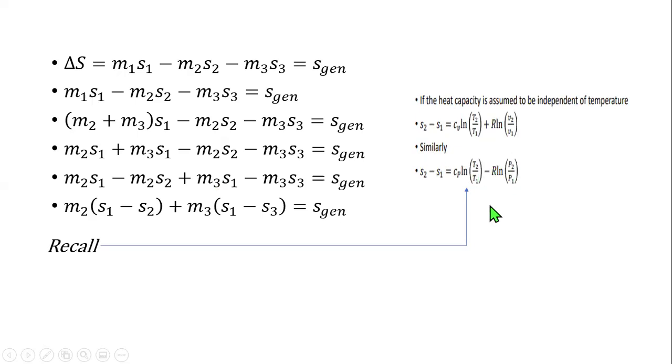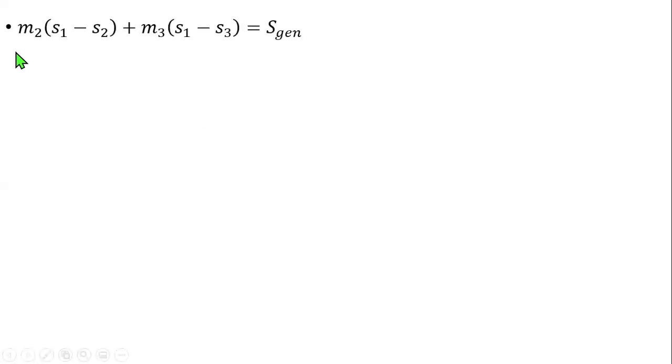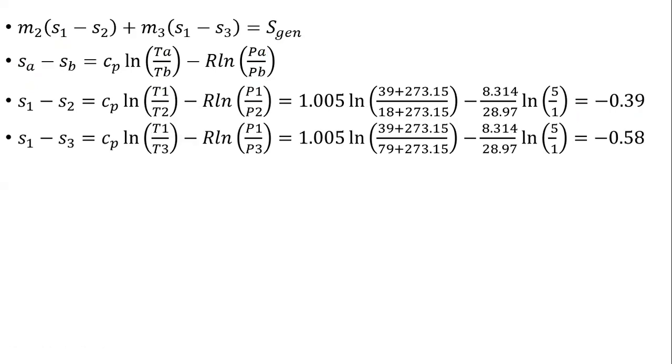So we looked at that just when we started this particular lesson. We're going to work with the one involving temperature and pressure because we have those parameters already. They are easily accessible from the question. So this is the expression that we are working with right now. If I have SA minus SB, I can represent it with Cp ln(TA over TB) minus R ln(PA over PB). So for S1 minus S2, I'll just replace TA and TB with T1 and T2, and PA and PB with P1 and P2. I already know my Cp value, so I can put that in there and get this value. So when you're trying it out, confirm the answers, right?